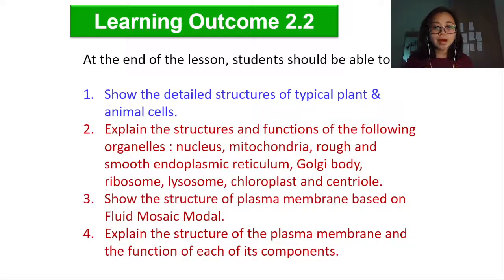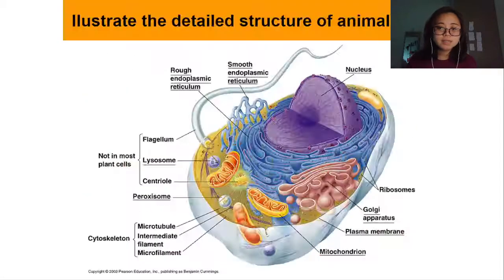I hope that by the end of this lesson, you will be able to show the detailed structures of typical plant and animal cells. I hope that you'll be able to explain the structures and functions of the following organelles, which are the nucleus, and that you should be able to show the structure of the plasma membrane based on the fluid mosaic model. Last but not least, you should also be able to explain the structure of the plasma membrane and the function of each of its components.